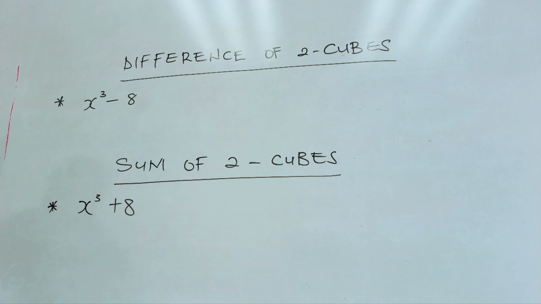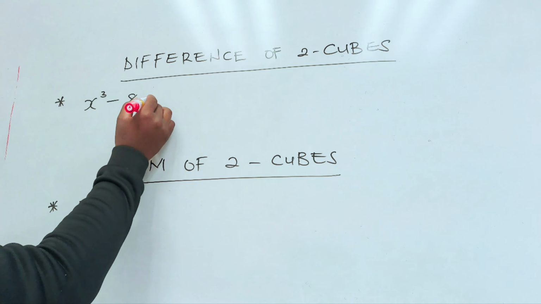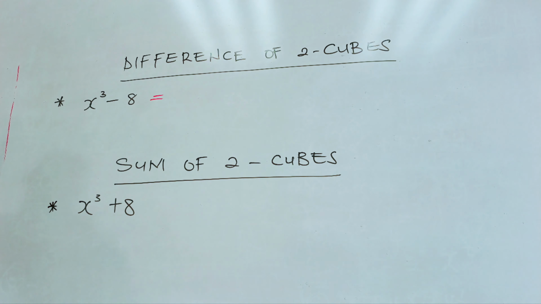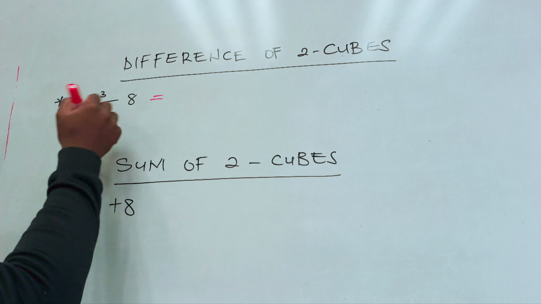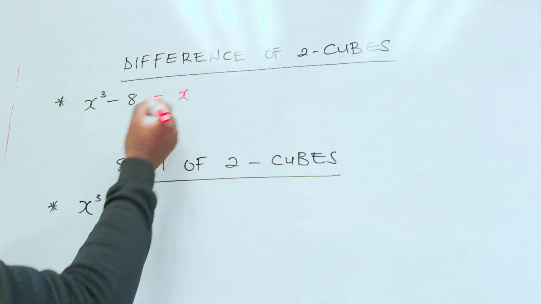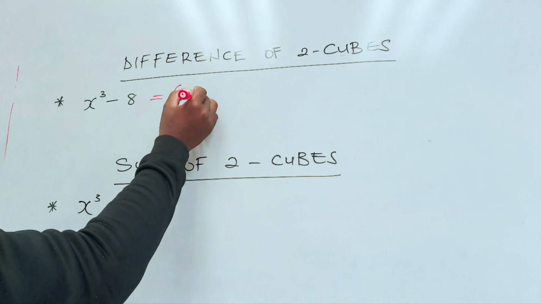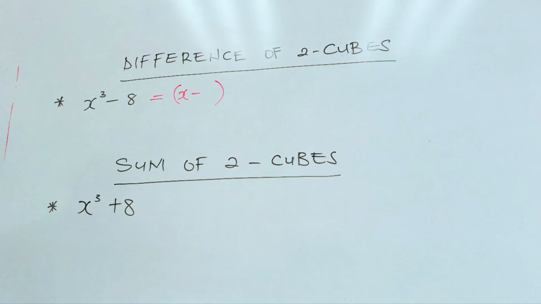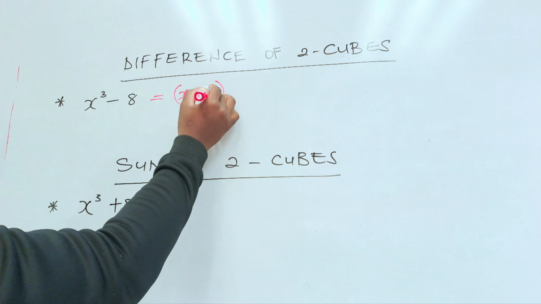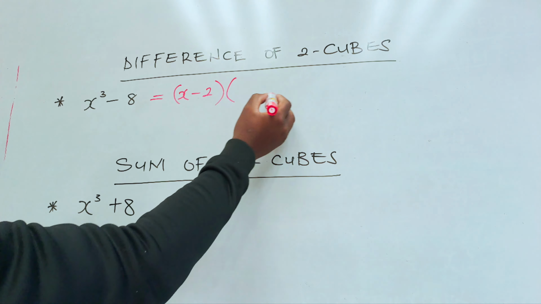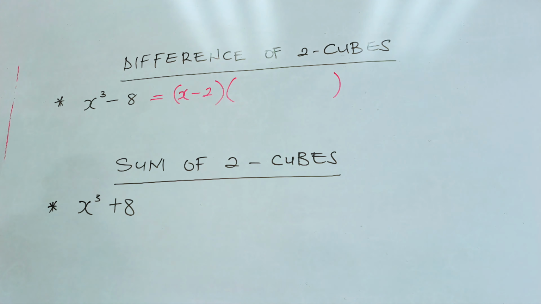Now it's difference of two cubes and sum of two cubes. Let's start with difference of two cubes. For difference of two cubes, you find the cube root of x cubed. That will be x. Open a small bracket like this. Then you find the cube root of 8, which is 2.